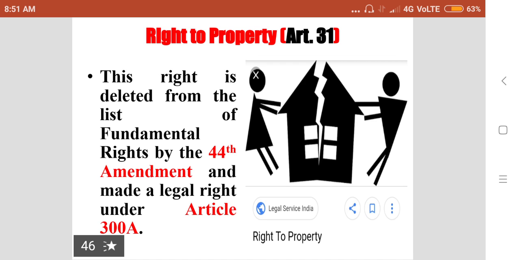to acquire the property of the people. Why? Because it was declared as a fundamental right. So, because of this 44th Amendment, this right has been omitted and made only a legal right. So, Article 31 deals with right to property and other provisions.